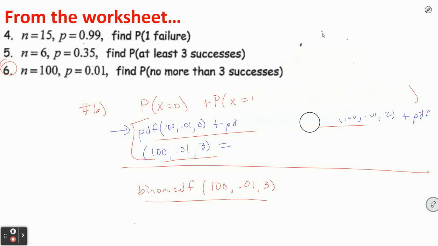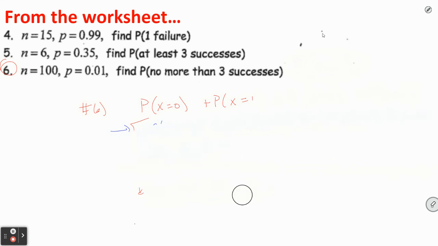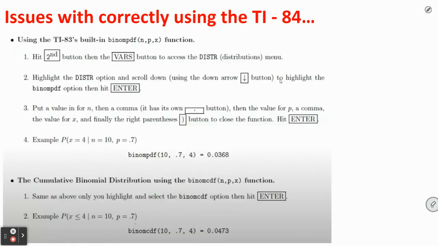So to finish up this first video, this part 1, I want to show you some issues with using this CDF function, because as we get going, that's where most of your problems are going to be.